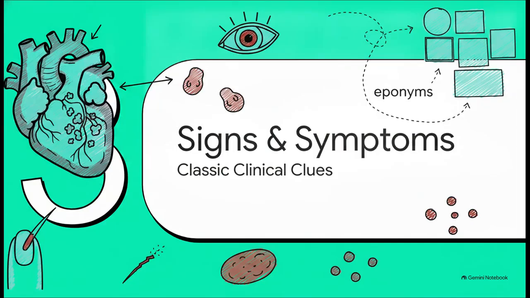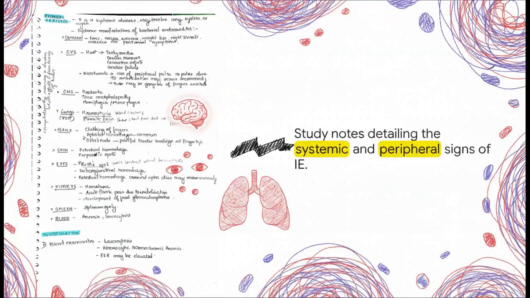Okay, part three, classic signs and symptoms. Now that we know what's happening inside the heart, let's look at the outside. This section is packed with high-yield eponyms you absolutely must memorize. Remember those vegetations we talked about? Well, because they're sitting right there in the raging river of your bloodstream, little fragments can easily break off as tiny emboli and travel, honestly, anywhere in the body. That makes this a highly systemic disease.